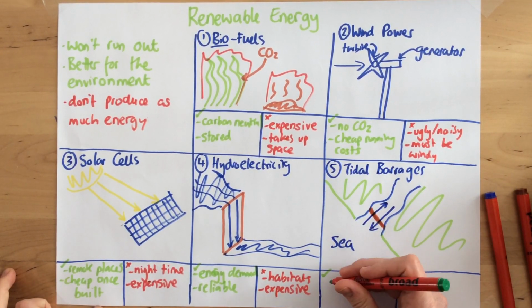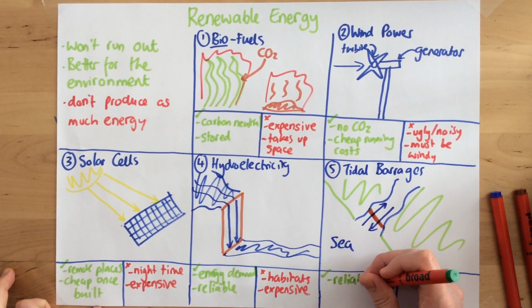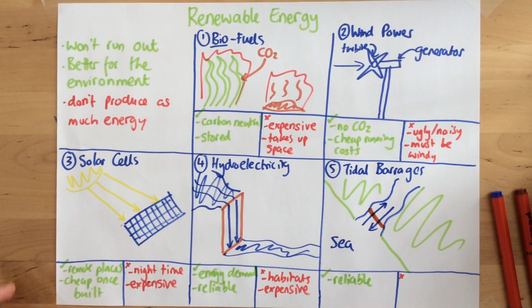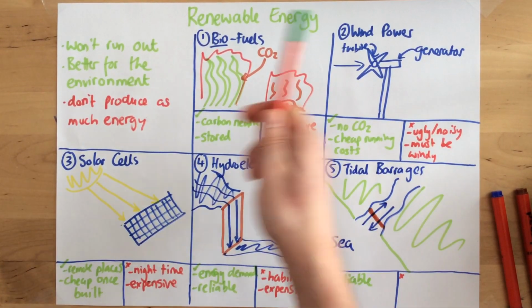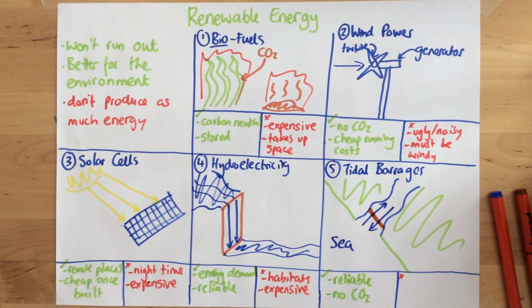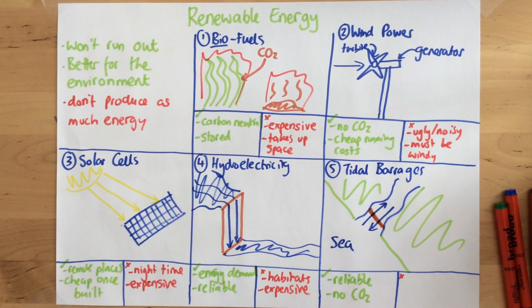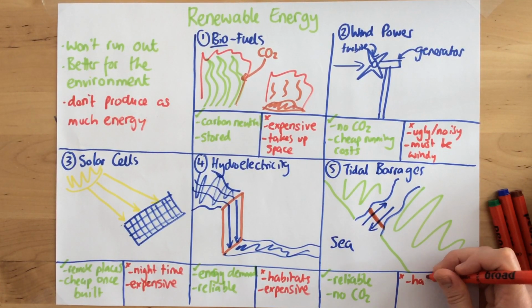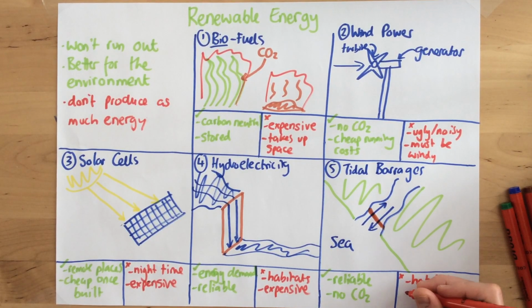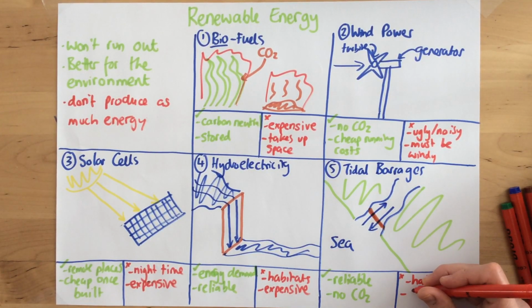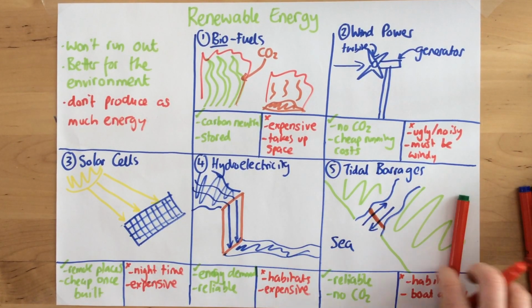Now the positive side of them, again, is they're very reliable, because the tides are very reliable. We can rely upon the tides, unlike, for example, the wind. Like many of these different types of energy, they release no CO2 once they're built. Now, the negative points about tidal barrages, similar to hydroelectric, is it can often damage animals' habitats, destroy their habitats, that's where they live, when it's built in the first place. The other negative point about tidal barrages is it really affects boat access up and down the estuary.